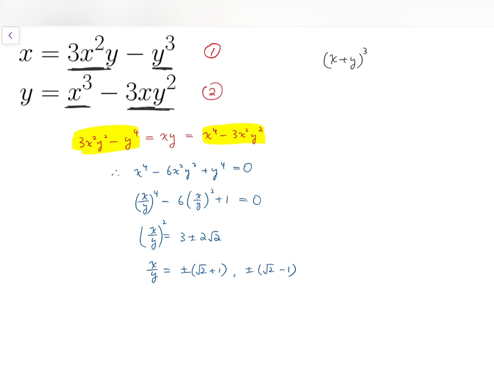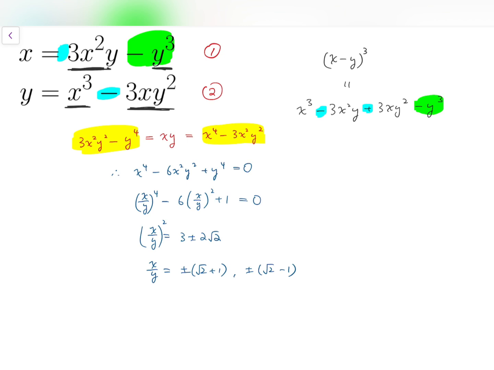So maybe we can try to connect these two equations with x minus y all cubed instead, because then this expansion will be x cubed minus 3x squared y plus 3xy squared minus y cubed. So at least we have a minus y cubed at the end and the same term in the first equation. But it still wouldn't work because the signs of the two middle terms over here are swapped. So we have to find another way out, but we're actually really close.